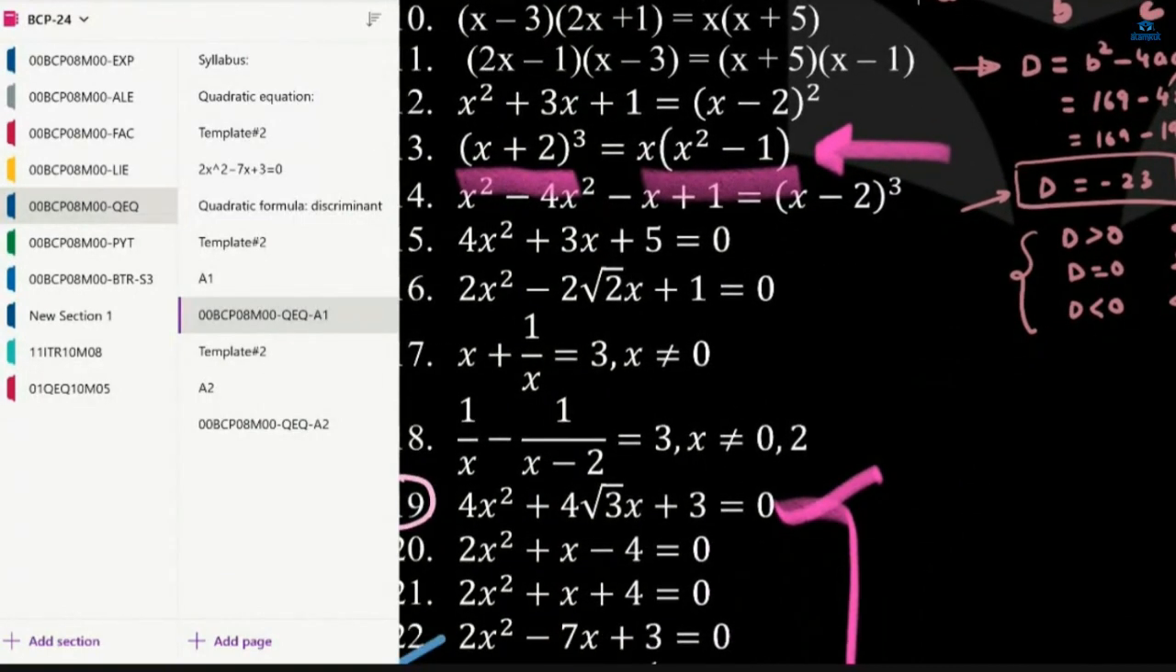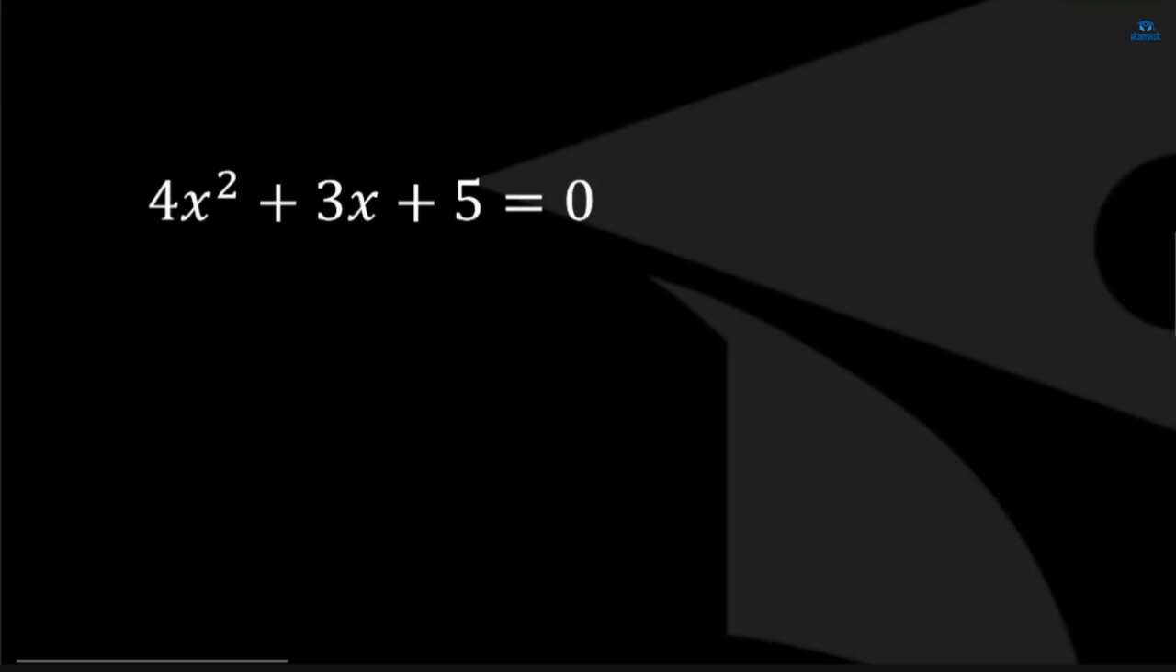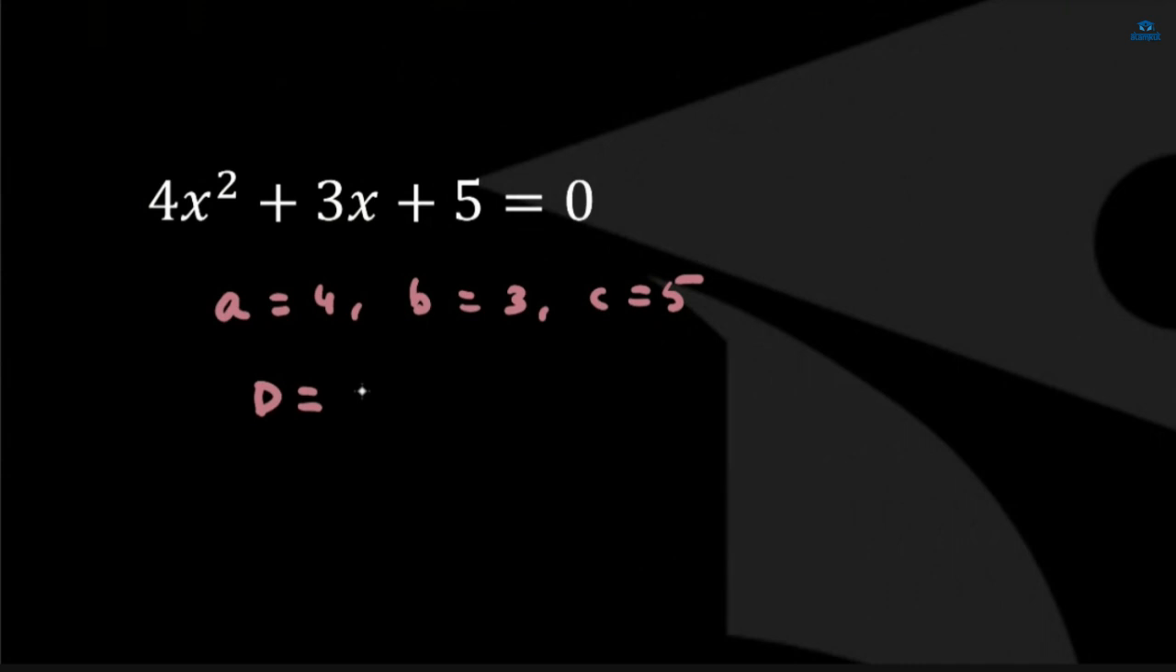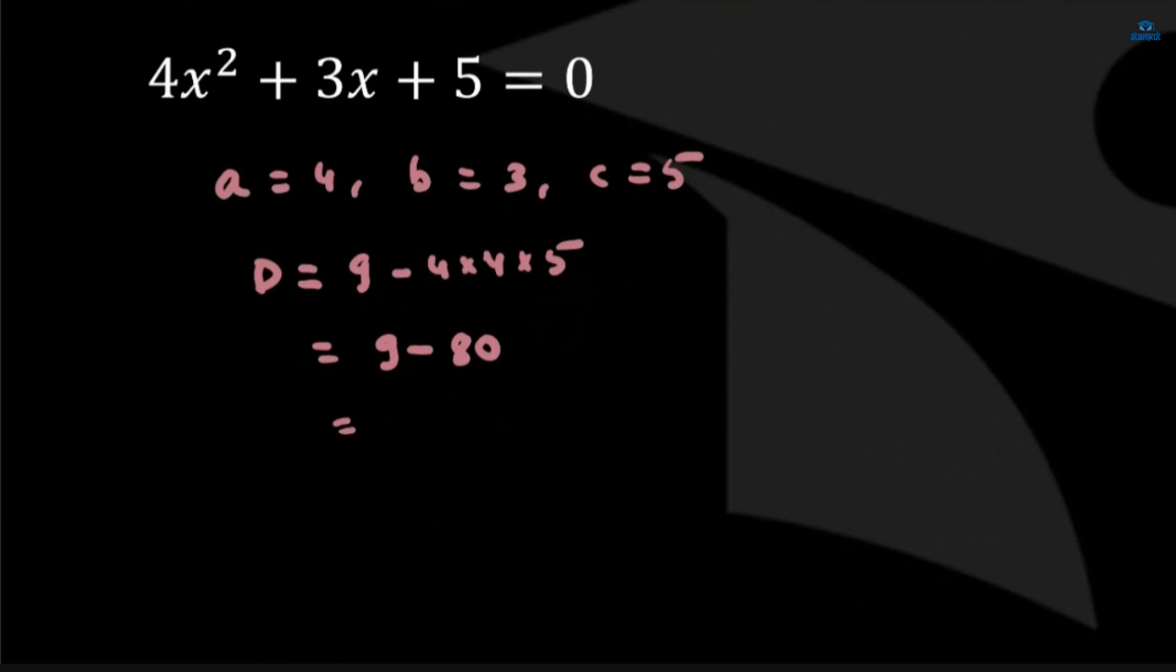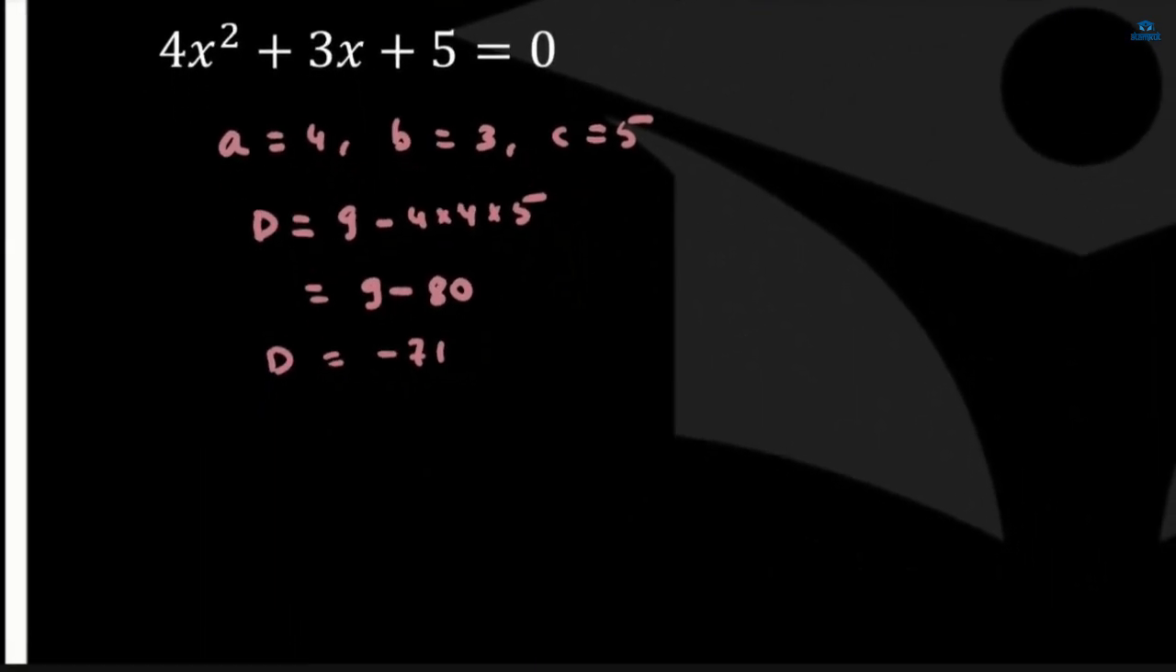Okay, so let us take an example, 4x square plus 3x plus 5. Now we will find a, which is 4, b is 3 and c is 5. First we will find D, b square minus 4ac. So 9 minus 4 into 4 into 5. 16 into 5 is 80. So 9 minus 80 would be how much? Minus 71. Okay, again we are getting negative. So minus 71. Now we'll find alpha and beta.